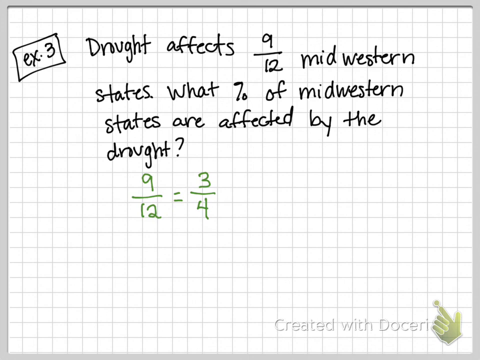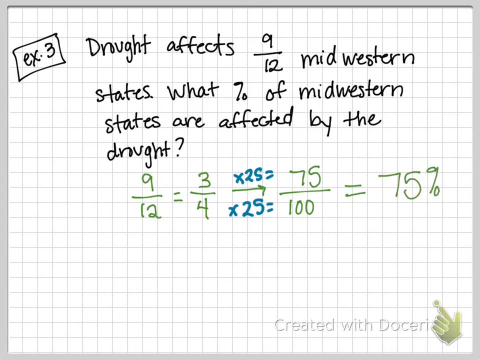You can times 4 by 25. Yes. Then we can get it into 100. 4 goes into 100 easily. 4 times 25 is 100. 3 times 25 is, Liam? 75. So what percent of the states were affected? 75%.